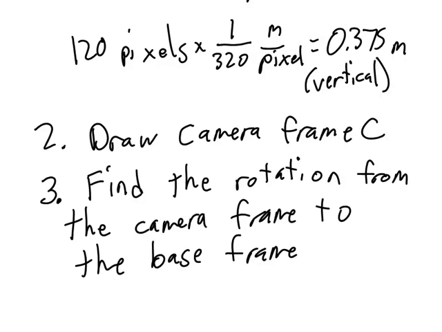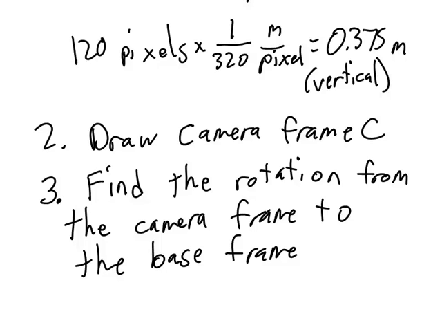Essentially, the process that we're following here is a coordinate transformation. We know the location of a point in the camera frame, but we want to find the location of the point in the base frame of our manipulator. So in order to do that, we're going to use the same process that we've used for coordinate transformations in the past. We're going to start by finding the homogeneous transformation matrix from the camera frame to the base frame of the manipulator. That's why we're in step 3 finding the rotation from the camera frame to the base frame.